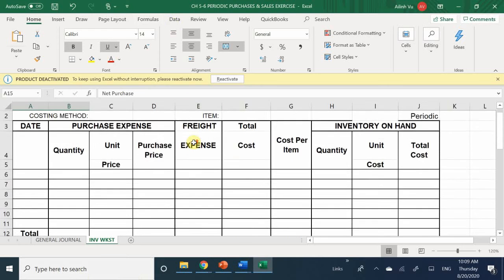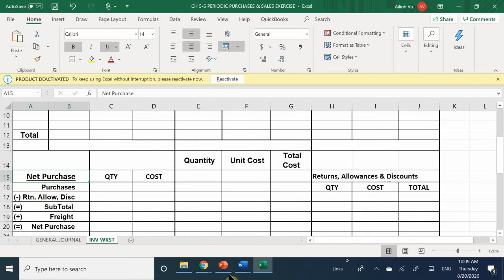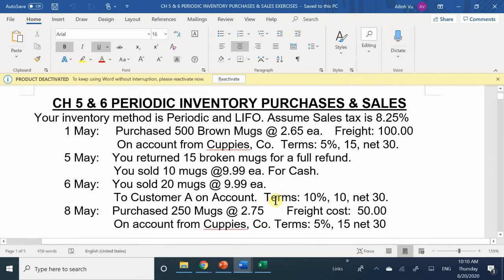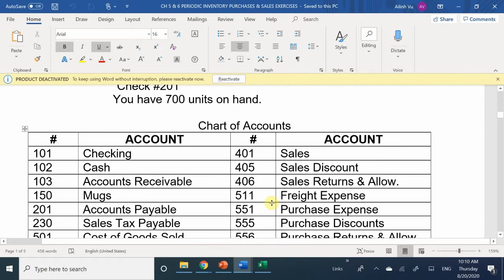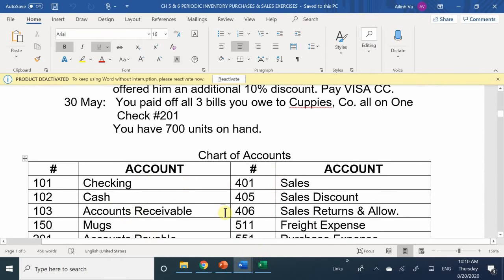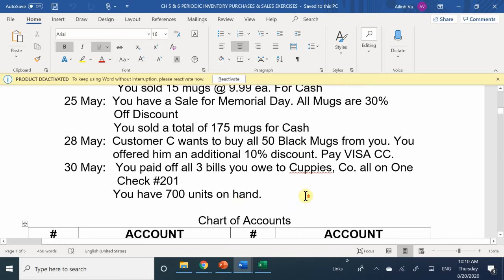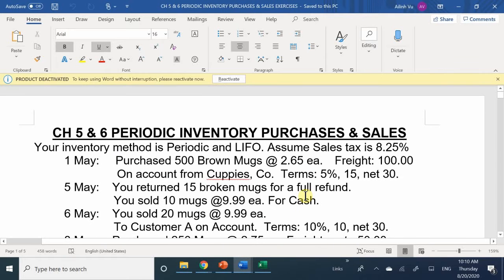So again, we're going to be looking at inventory again. We're going to do chapters 5 and 6 combined. Now, if you looked at the page that I've uploaded earlier, it's got a lot of stuff in there, but it also ties in with chapter 3 as well, being able to exercise and using your chart of accounts. So this is what I want you guys to keep practicing. So here is all chapter 5 and chapter 6 combined all together. All right. So let's get started. So here, your inventory method is periodic LIFO.